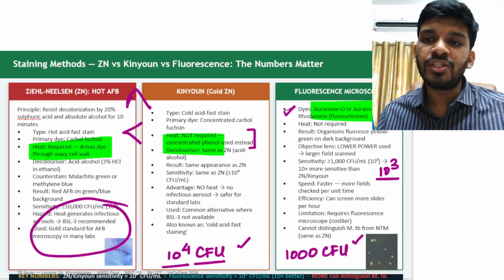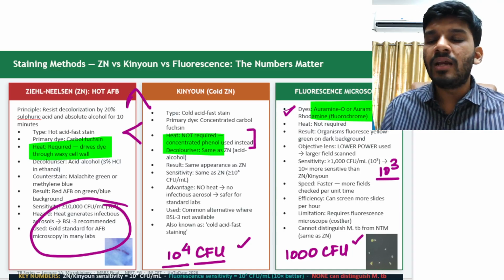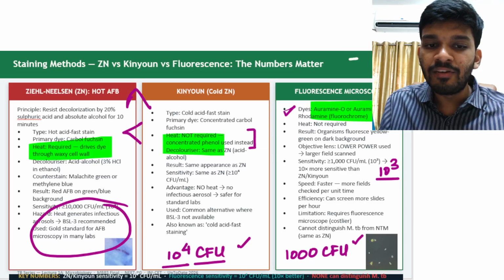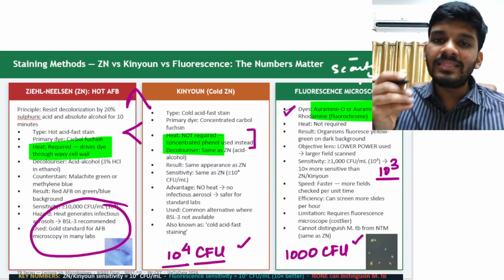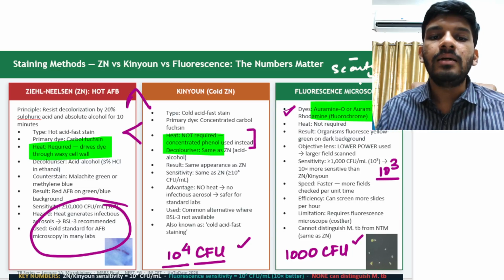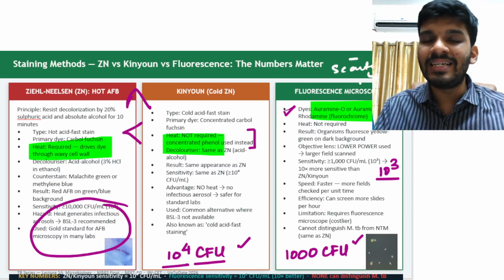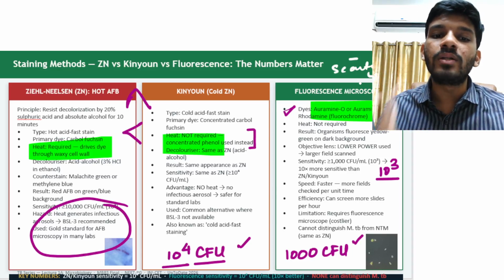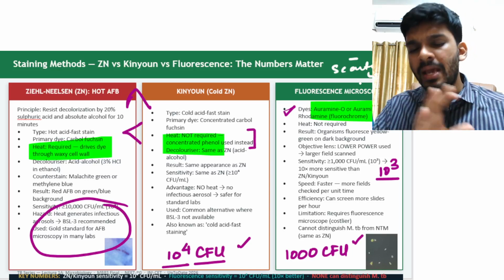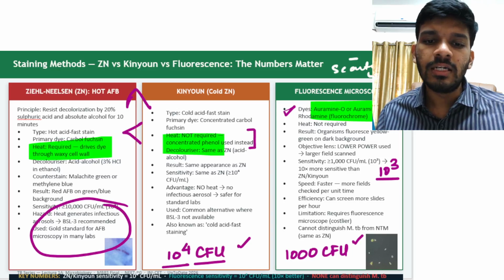Previously, they used to ask a question from RNTCP, which is no longer part of anything, that if there are no AFB, you report it as negative. Then scanty means that there are less than 10 acid fast bacilli in 100 fields. 1 plus means there are 10 to 99 bacilli in the 100 fields. 2 plus was 1 to 10 bacilli per field, and if there are more than 10 bacilli per field, that was 3 plus. That is no longer asked. It will be there in some old questions, but you need not remember. Okay. So this is the important thing.